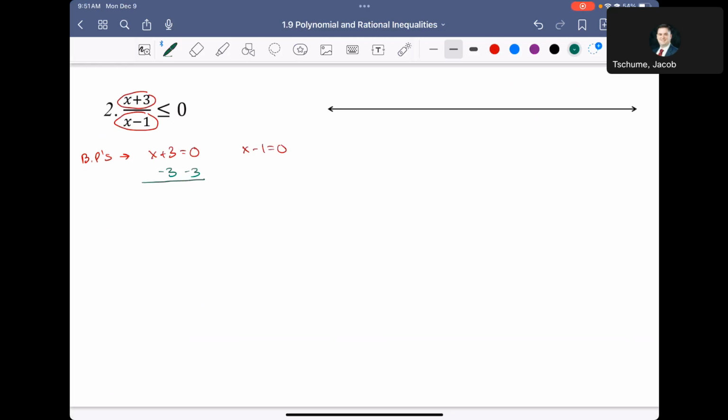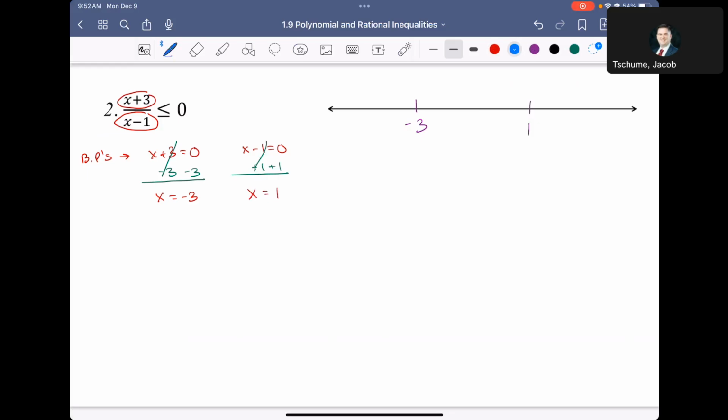I would subtract 3 from both sides of the first one to give me x equals negative 3. And on the second one, if I add 1 to both sides, you will get x equals positive 1. That's the big difference. That's your boundary points. So I'm going to go over here to my graph, and in order, negative 3 comes first, 1 comes second. There's my boundary points.